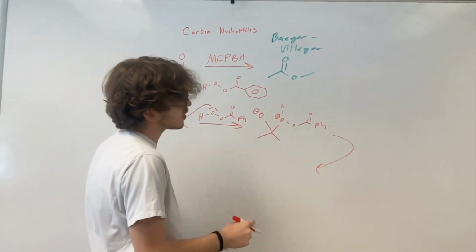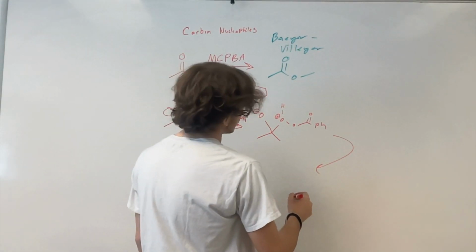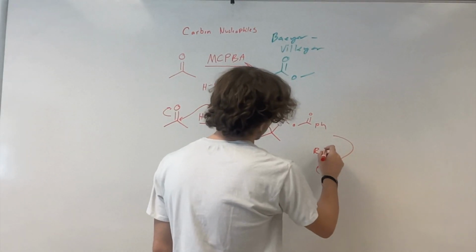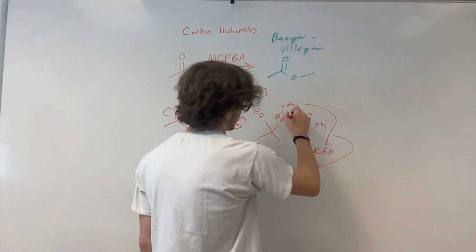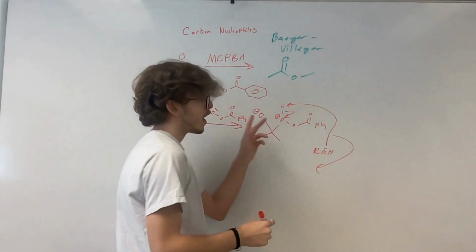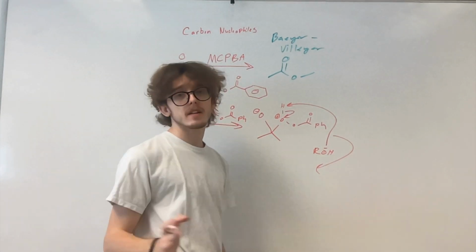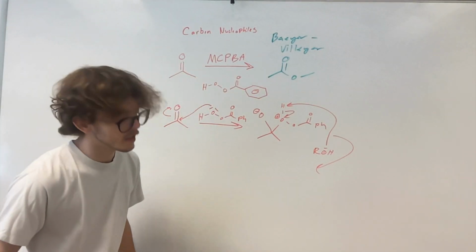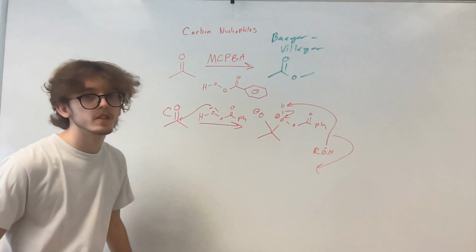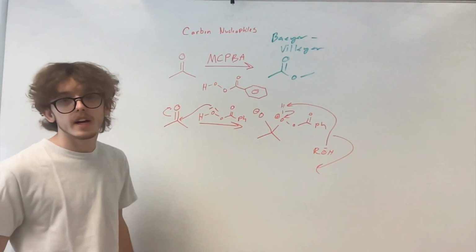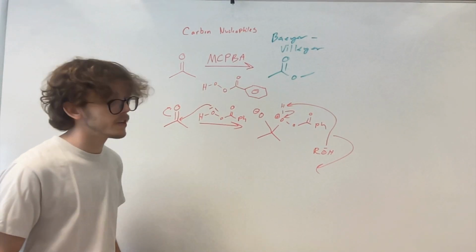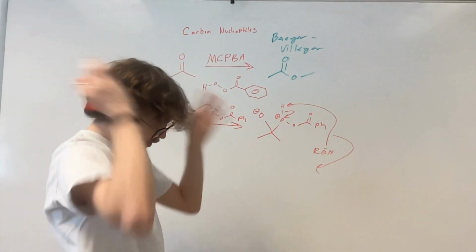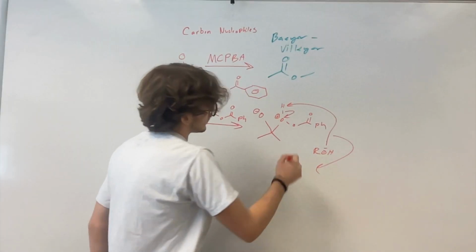Some basic species will come in and deprotonate. So we'll say ROH is going to come in and steal a proton and help the peroxy acid make himself at home. Basically, the hydrogen is his shoes. He's going to take off his shoes. He kicks off his shoes and he makes himself at home.